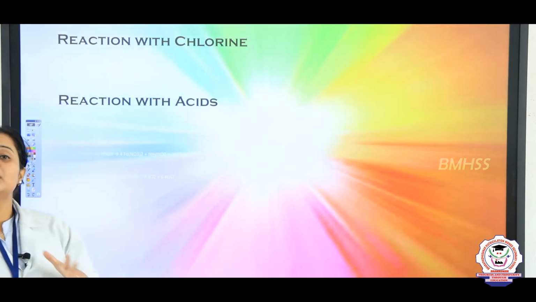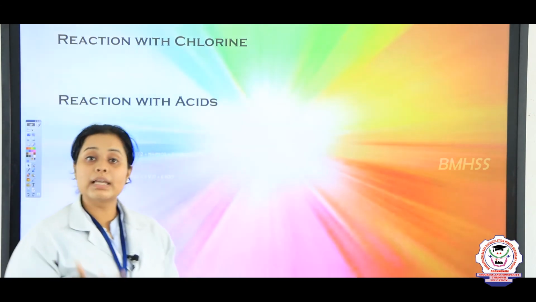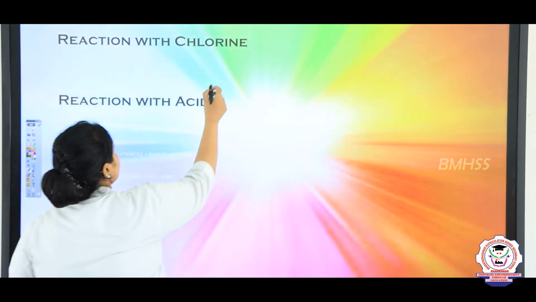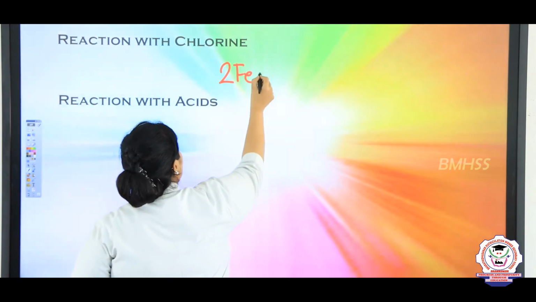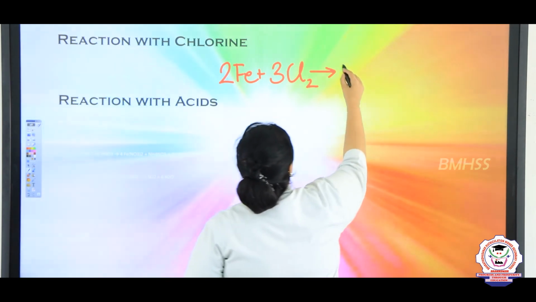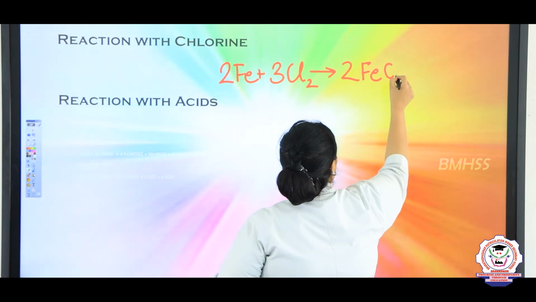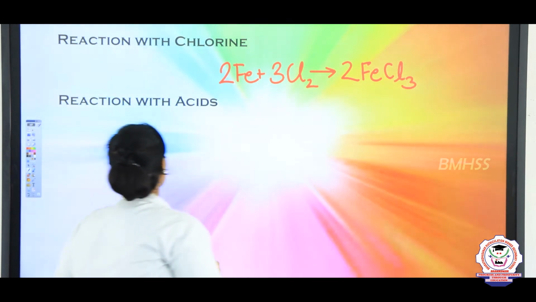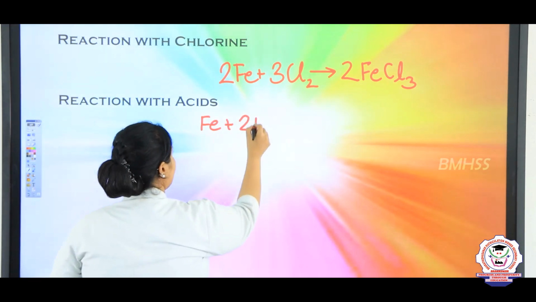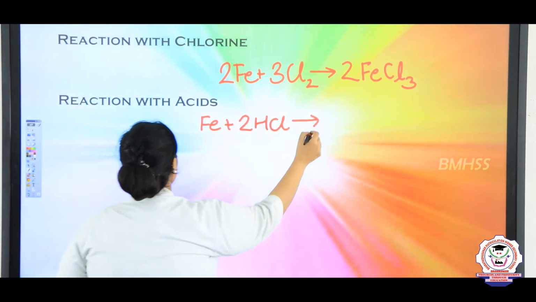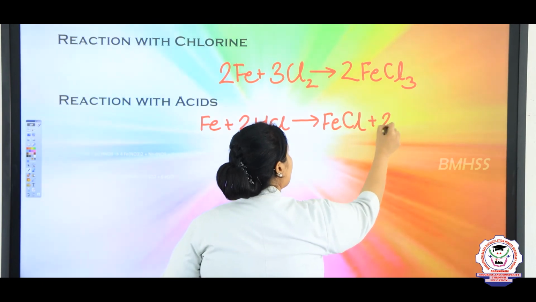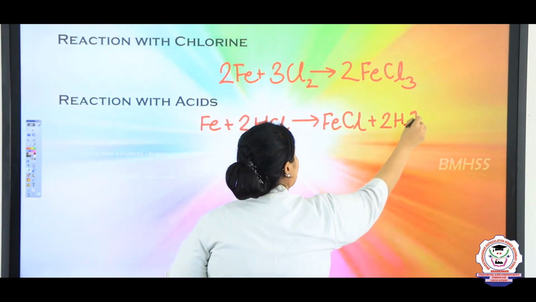So, generally whenever a metal, that is iron, reacts with a halide, it will form a metallic halide, and the reaction will go on as 2Fe plus you are taking 3 molecules of chlorine and it will give 2 molecules of ferric chloride. Okay? And same way, if you are reacting with the acids, it will be Fe plus 2 HCl, which is the dilute form of HCl. Then you are getting FeCl2, that is ferrous chloride, and again here hydrogen molecules will get liberated.